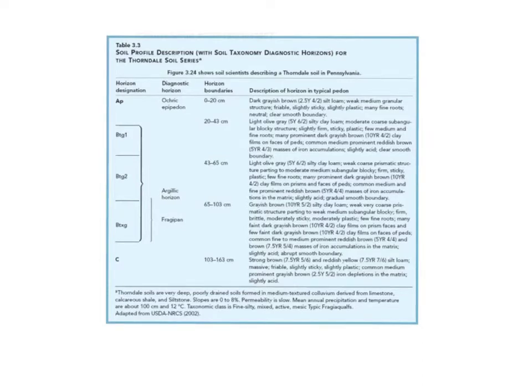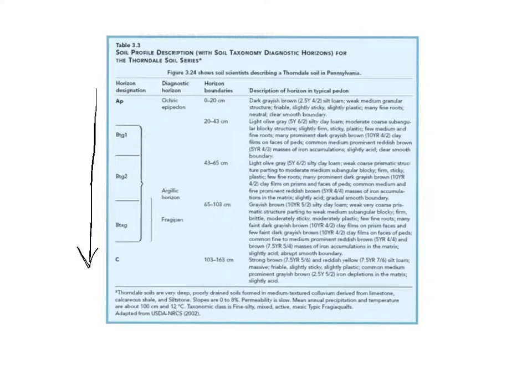In Table 3.3, what we have is a really common way of putting into text what a soil looks like. So if we don't have a picture of the soil profile and the horizons in that soil, what we can do is describe it, and we've talked about some of these descriptions before. We've talked about the different master horizons that we have. We've talked a little bit about what these lowercase letters mean.